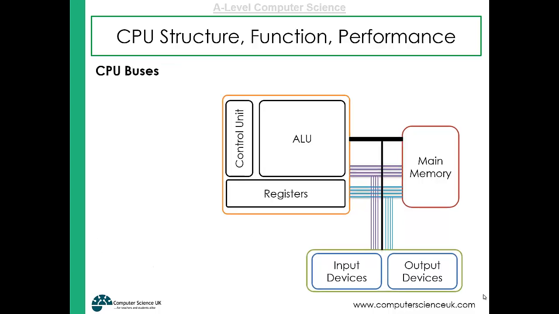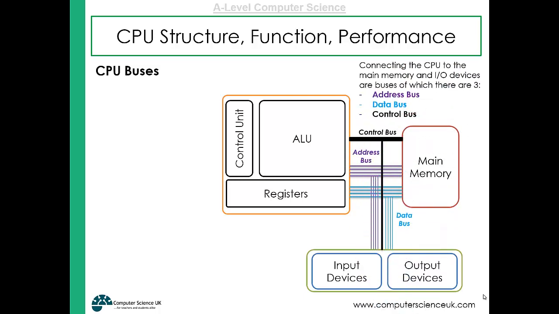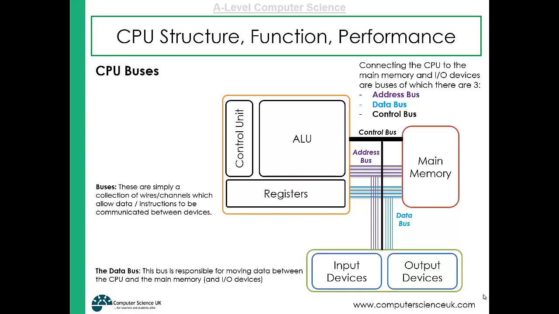So, the CPU buses. In this image you can see there are lines connecting the CPU with the main memory and with the input and output devices. The black line represents the control bus, the purple line is the address bus, and the data bus is blue. We've already talked about these a little, but ultimately buses are just connections between these devices. They're a collection of wires and channels which allow data and instructions to be communicated between devices.